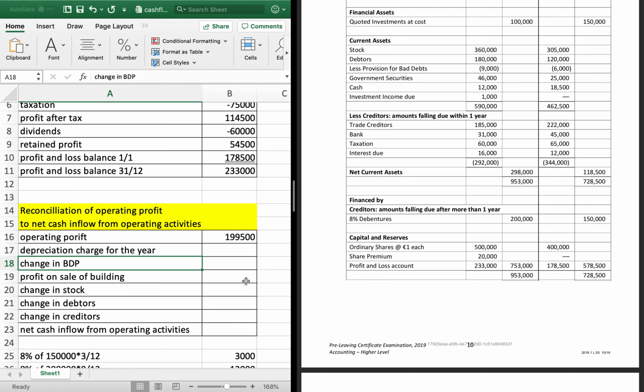Anyway, we'll do our change in stock. Stock has gone up by 55,000, which means cash is going down by 55,000, and that should be your clue to do the rest of them. Debtors is done the same way. Debtors has gone up, so cash goes down. Debtors gone from 120 to 180, so it's an increase of 60. And then of course creditors has gone down, which is the same as debtors going up, I suppose. So a decrease in creditors of, what would that be, 37,000.